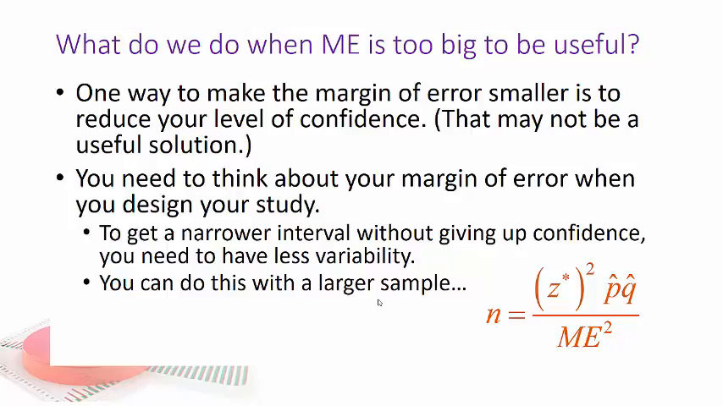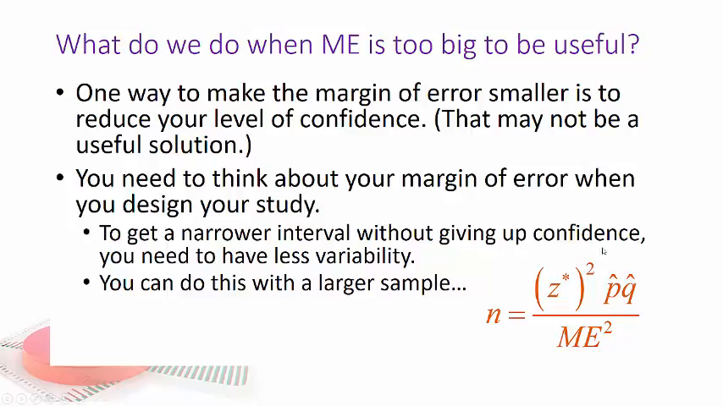Now, really, what you should do is think about your margin of error even before you take your first sample, when you design your study. So to get a narrower interval without giving up confidence, you need to have less variability, and you can do this with a larger sample. So basically what we did here is we took the margin of error equation and solved for n. Now I personally am just going to go solve for it every time.